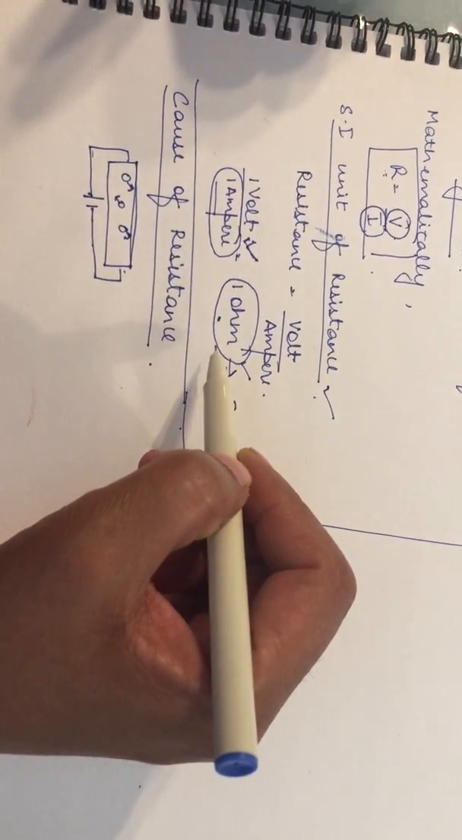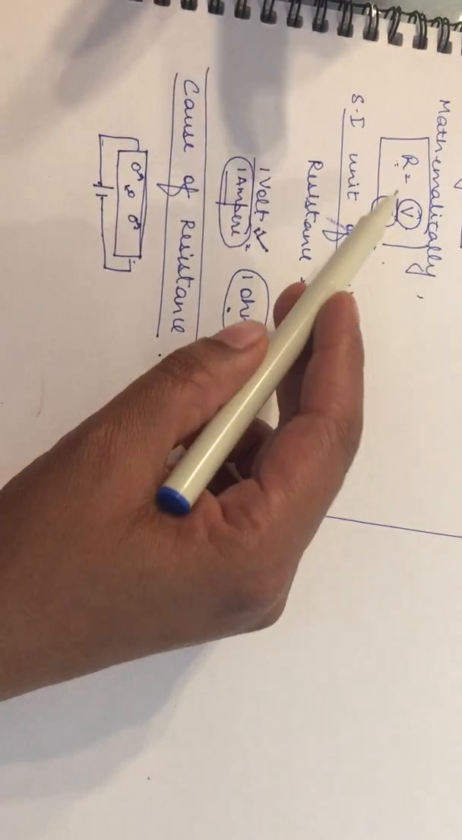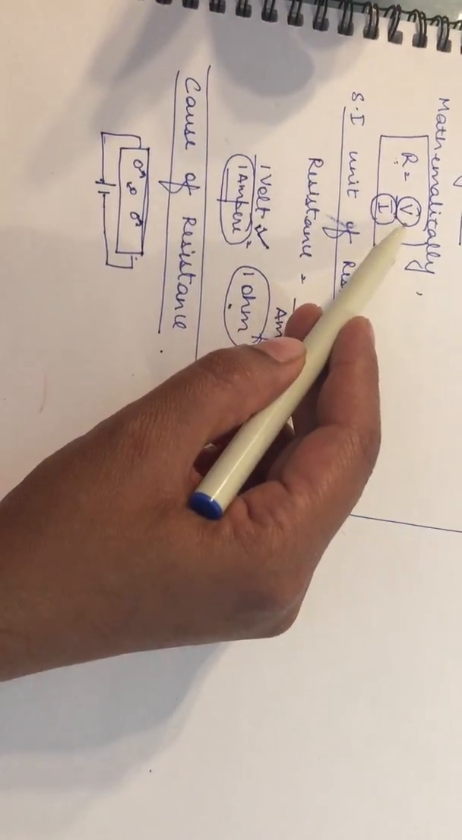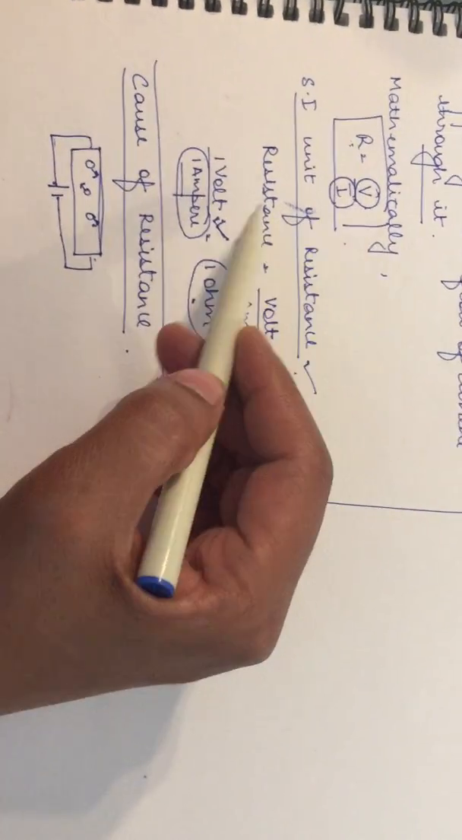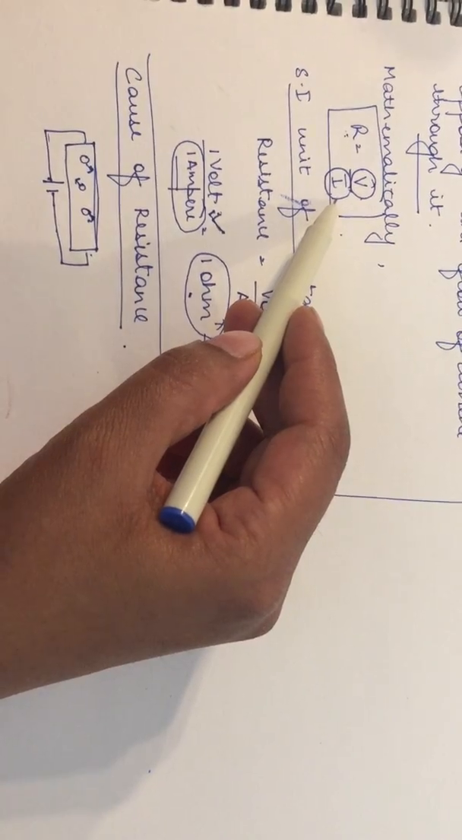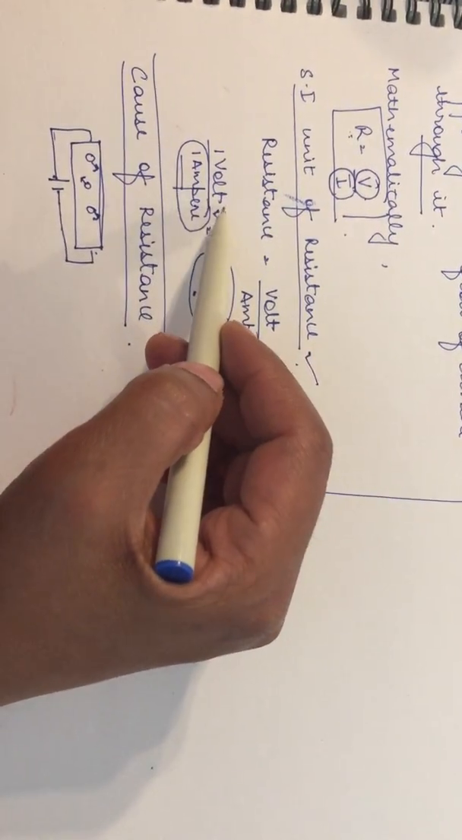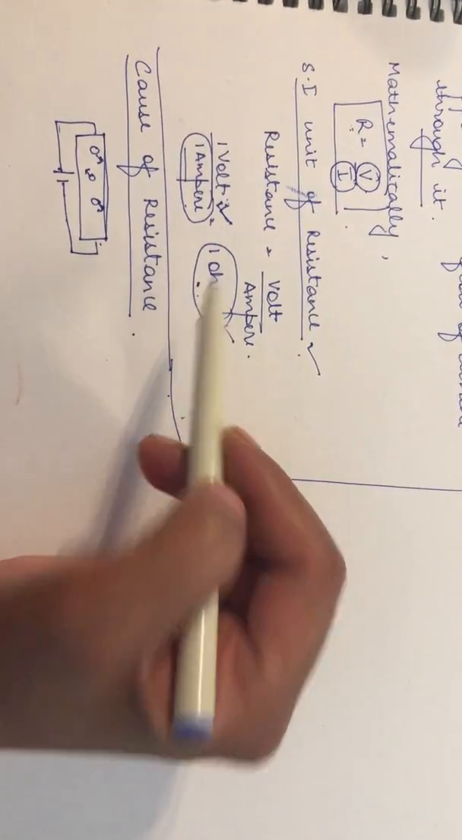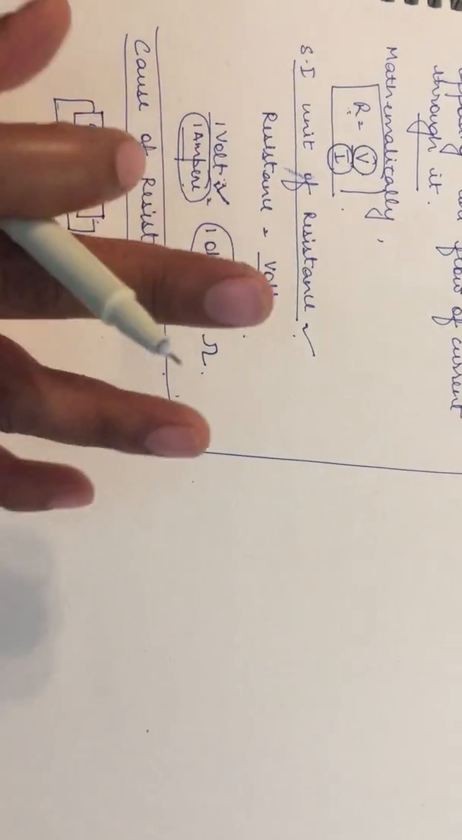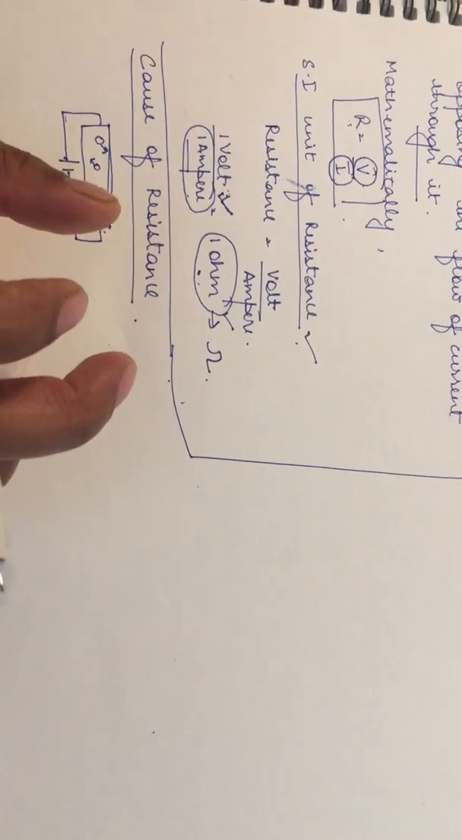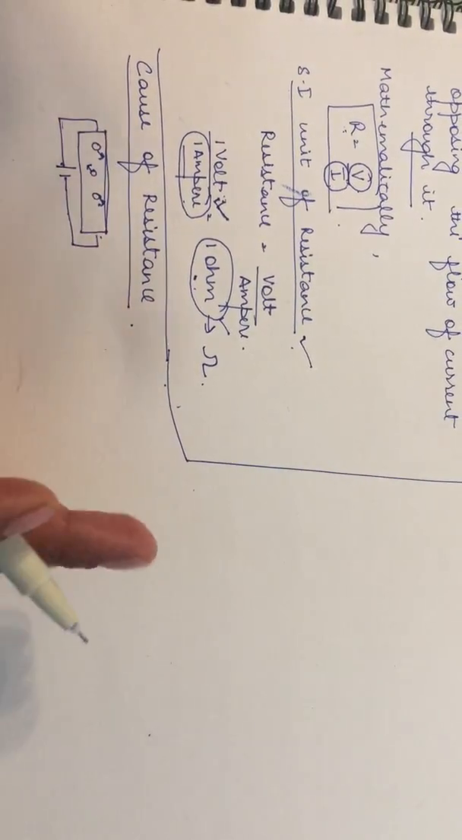How did we get this 1 ohm? Because resistance, from Ohm's law, is V upon I. The SI unit of potential difference is volt and the SI unit of current is ampere. So 1 volt upon 1 ampere is 1 ohm. We've also learned yesterday the cause of resistance, which I told you.